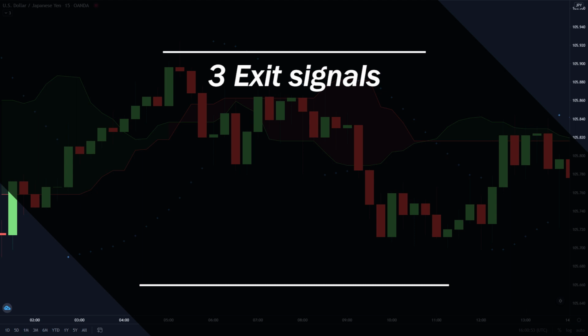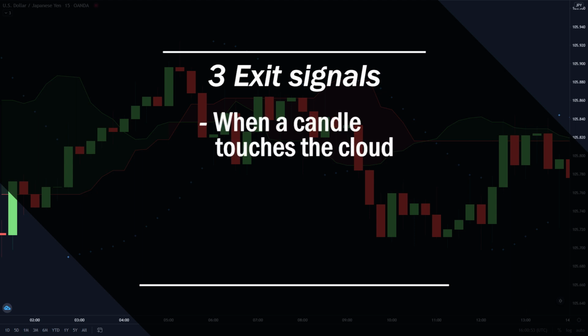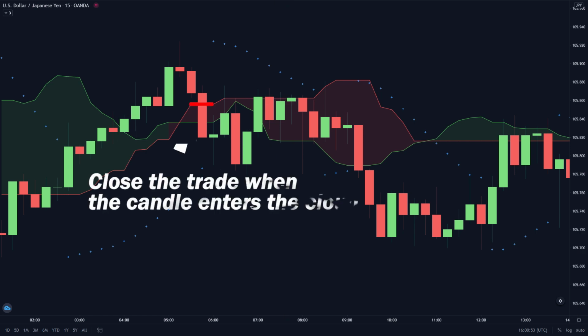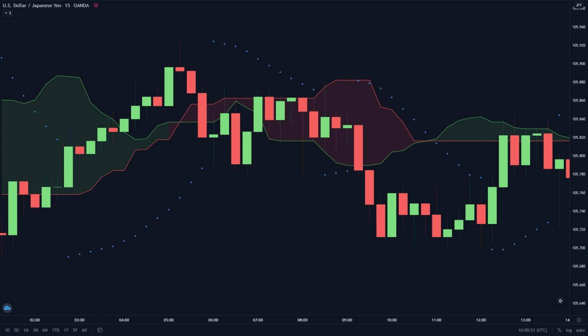The first criterion is when the candlestick hits the cloud. When the candlestick hits the cloud like this, we close our position immediately. But if it gets out of the cloud again and our entry signals are met, I enter a position again.